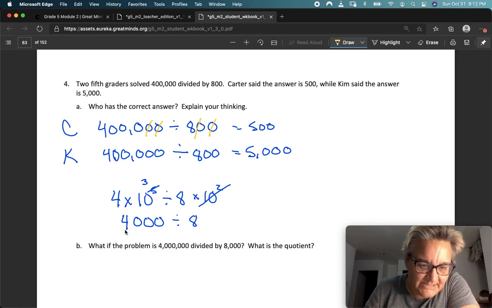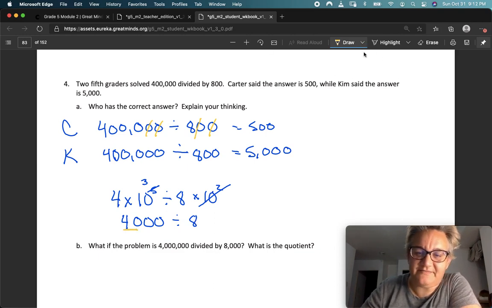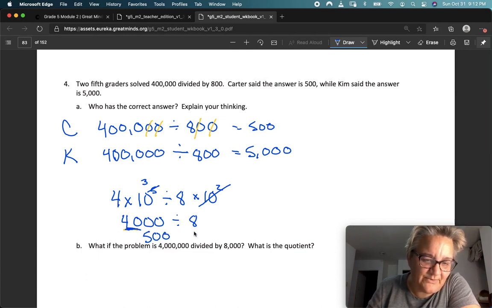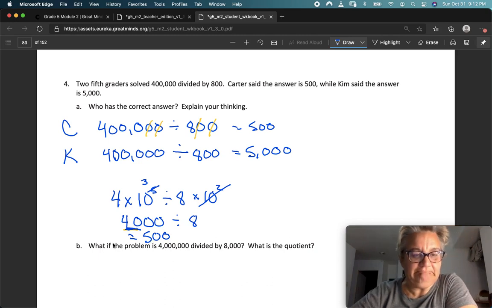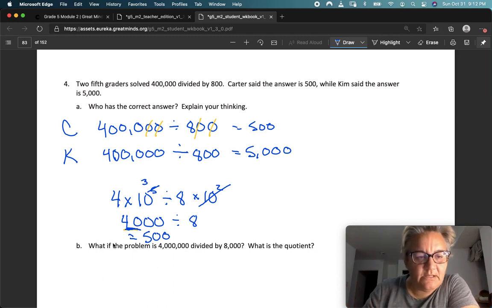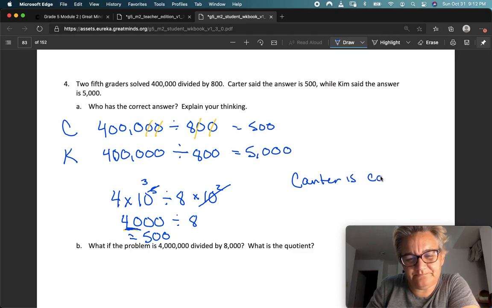Now I know that 8 goes into 40 5 times. Okay, 8 goes into 40 5 times. And then I'm going to bring down these 2 zeros, not that one. Why? Because I've already used that one when I divided the 8 into the 40. So the answer is 500. But you can see how Kim might have made the mistake of dividing 8 into 40 as 5 and then bringing down all 3 zeros, right? So that's what she did. Who is the correct answer? Carter is correct.